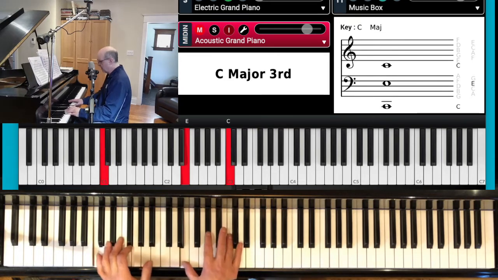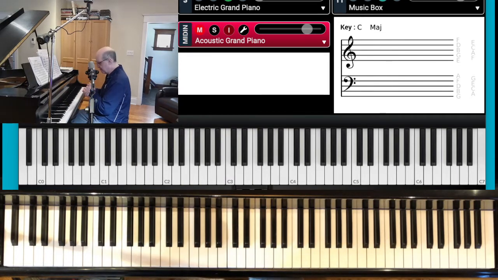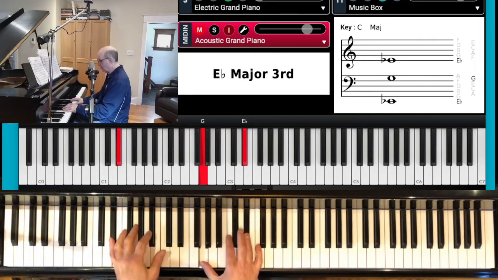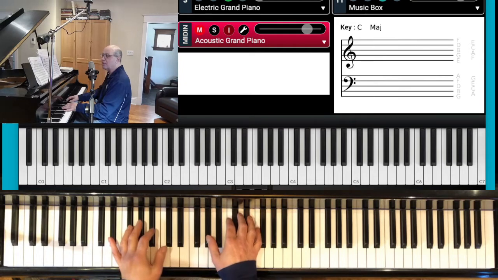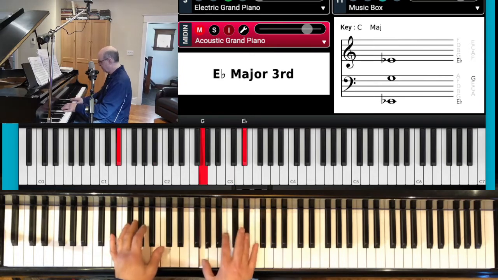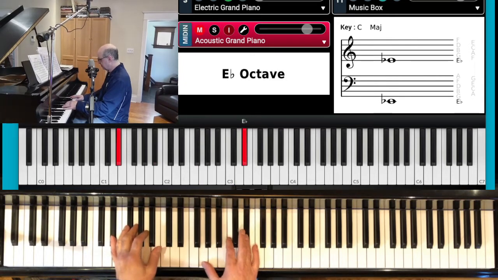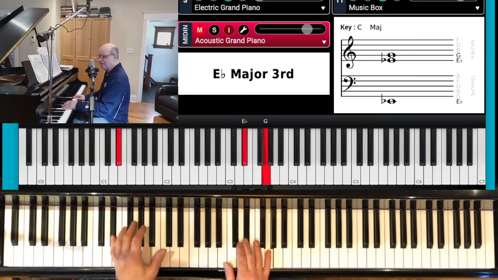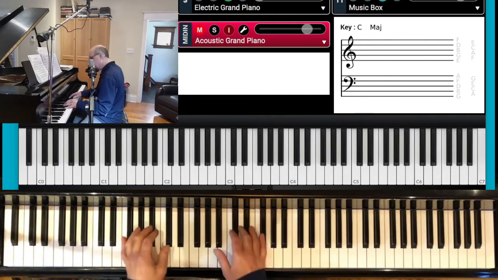outwards. Now imagine we were in the key of E flat. That would be this. So B flat 7 goes to E flat. Either way, it works. Now here's the part that's really fascinating.